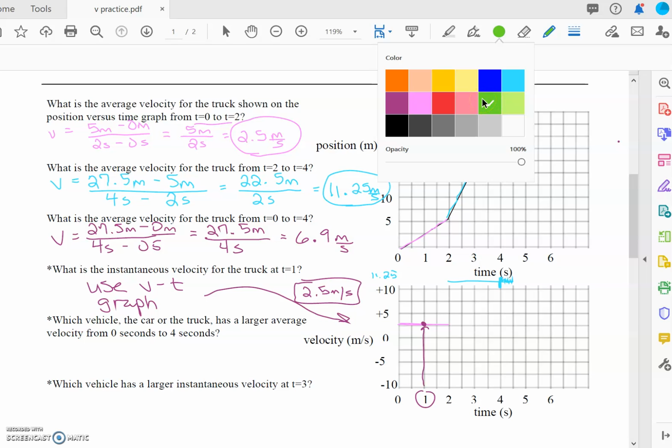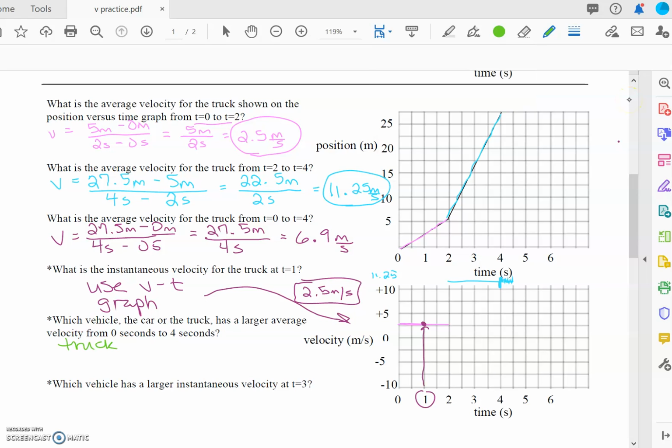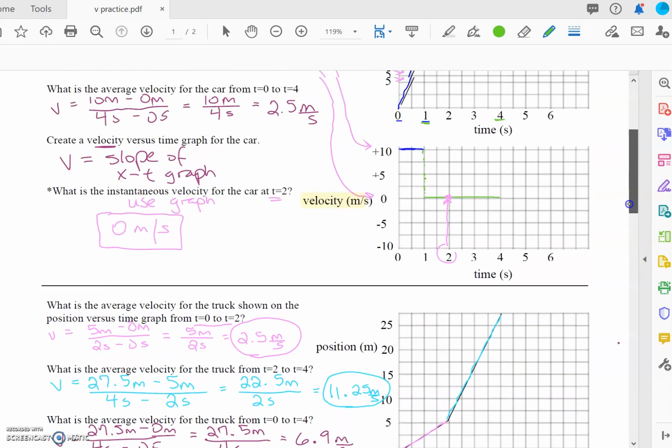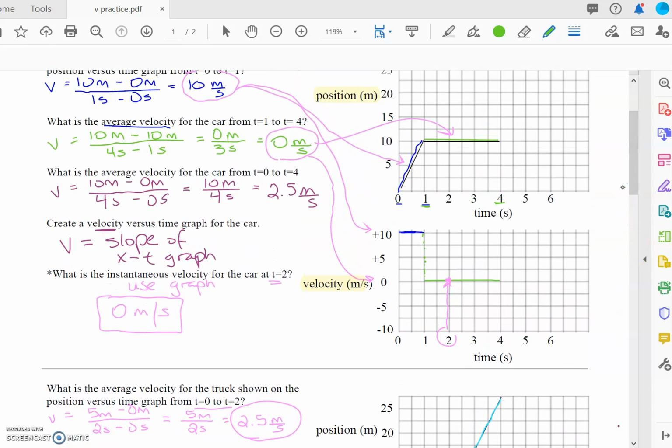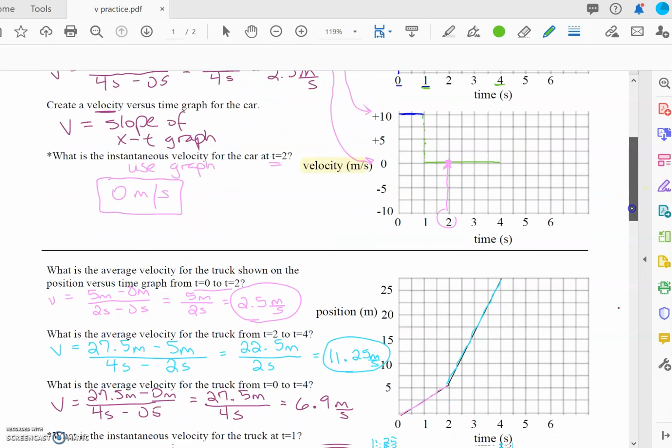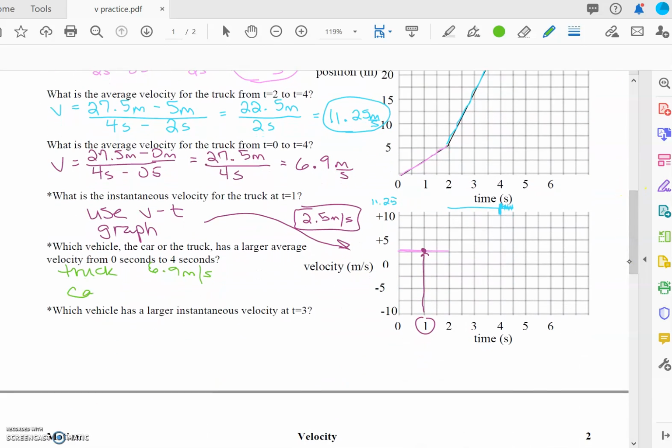All right, just a couple more here before we stop. Which vehicle, the car or the truck, has a larger average velocity from 0 to 4 seconds? Well, the truck that we just finished has a velocity of 6.9 meters per second. That's the answer to the question here. And if I slide back up to the car problem, we found out that the car has an average velocity of 2.5 meters per second. So I think my answer would then logically be the truck has a larger average velocity.